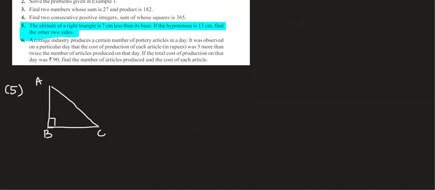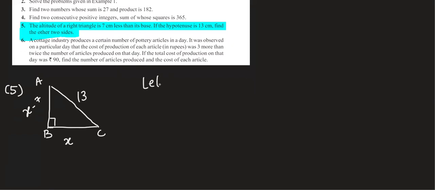The question is, the altitude of the triangle is 7 centimeter less than its base. Now we don't know what the base is, so let the base be x. So BC will be the base and the base is x. Now the altitude is 7 centimeter less. Basically the height or the perpendicular here is 7 centimeter less than the base, so that will be x minus 7 centimeter. If the hypotenuse is 13 centimeter, find the other two sides.